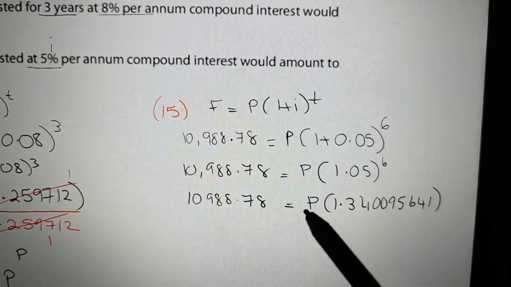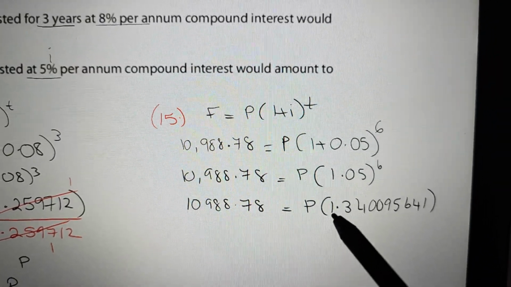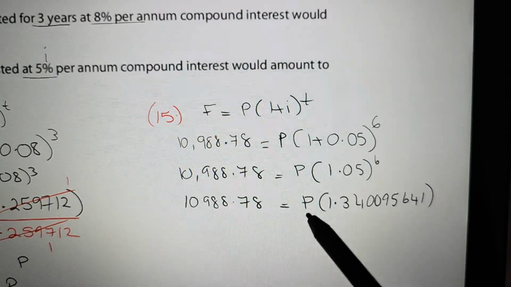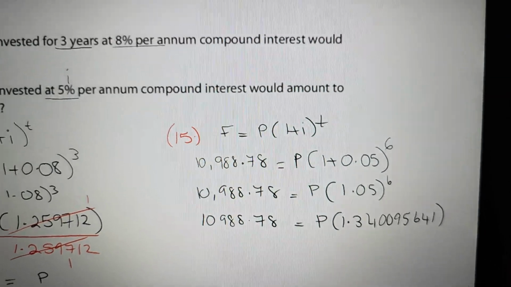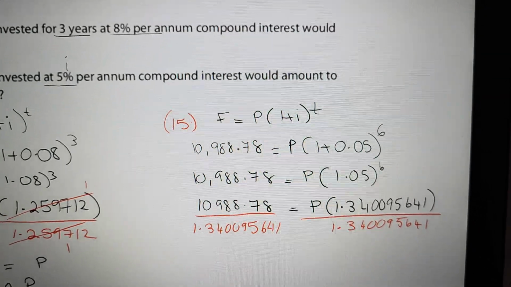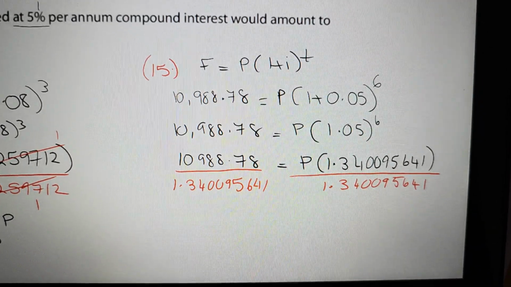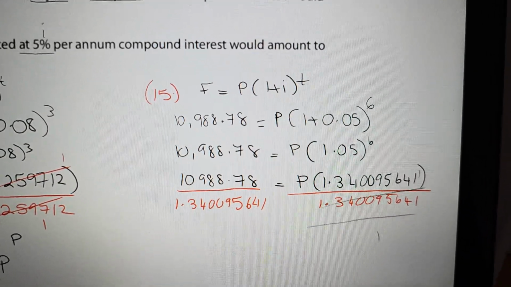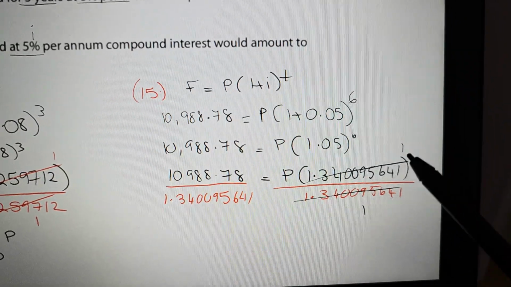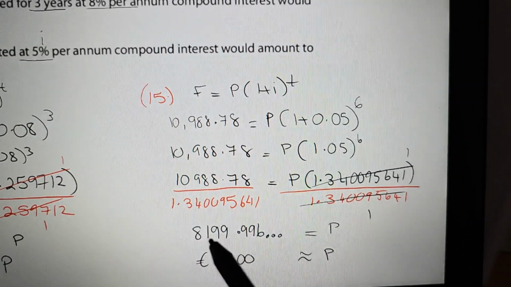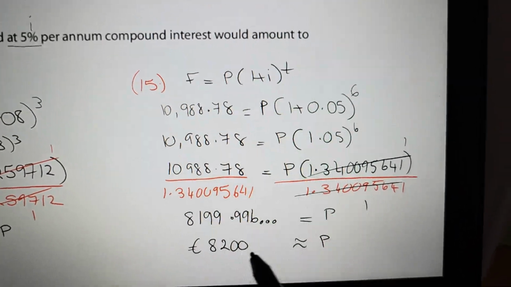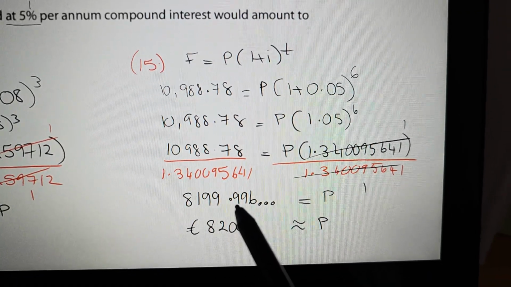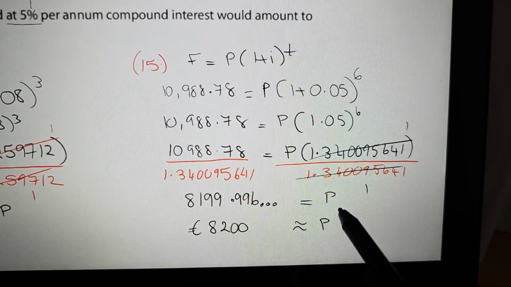So now P is being multiplied by this decimal, and it all equals the 10,988.78 figure. If I want to get P on its own, I need to undo the multiplication, so I'm going to have to divide both sides by the 1.340095641. What you do to one side of the equation, you do to the other. The 1.34 will divide into the 1.34, so it's gone. So you're left with 1 times P, which is P. And if you put that fraction into the calculator, you'll get back 8,199.996, which is our value for P.